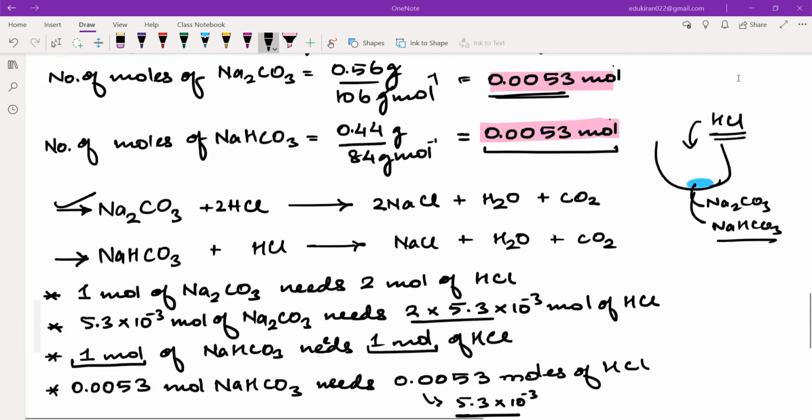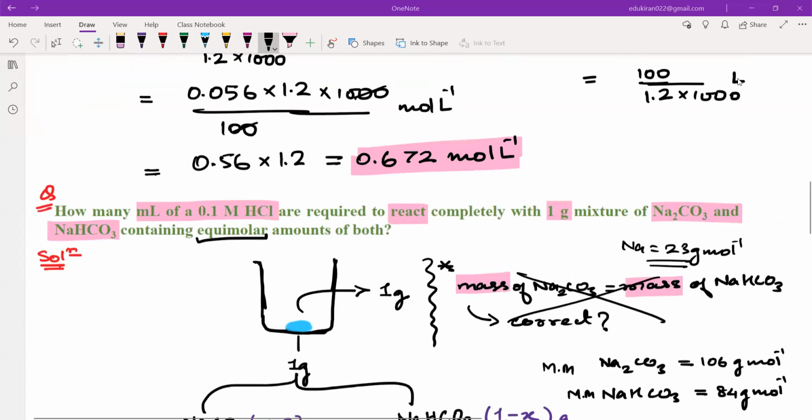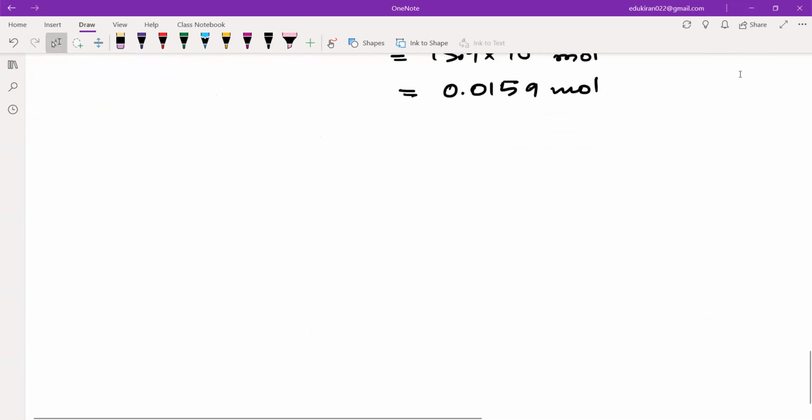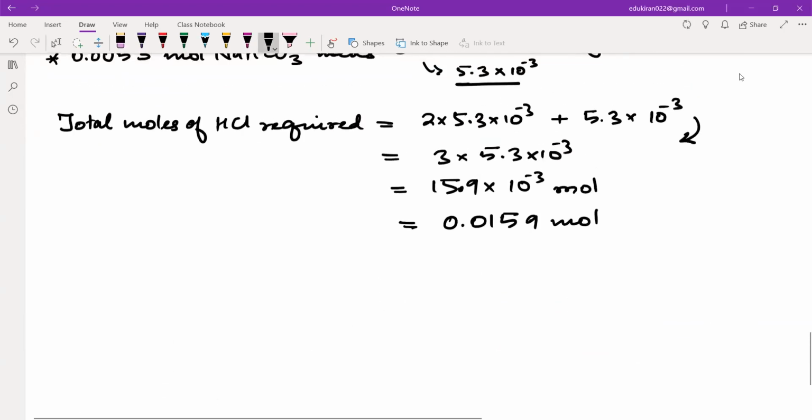Now, if you go back to the question, see how long the question is. How many ml of 0.1 molar HCl is required? That means the concentration is given, and they are asking for the volume. We have been given the molarity, which is equal to number of moles divided by the volume in liters. Now we require the volume. So volume will be equal to number of moles divided by the molarity.